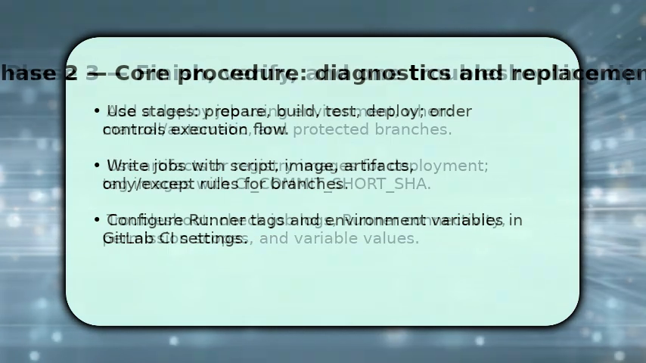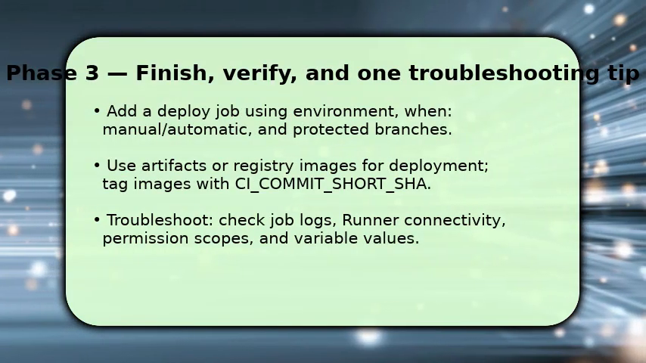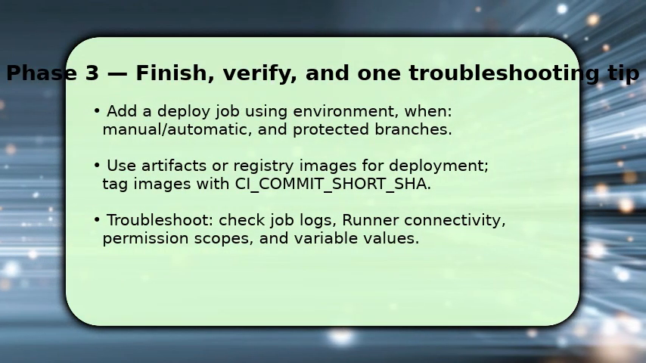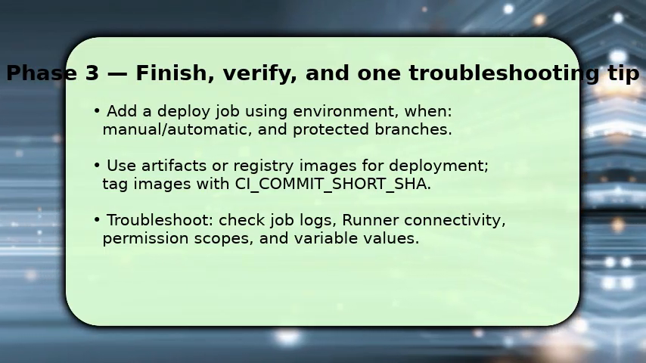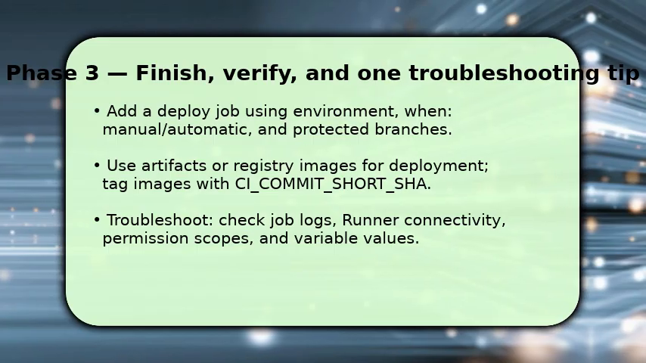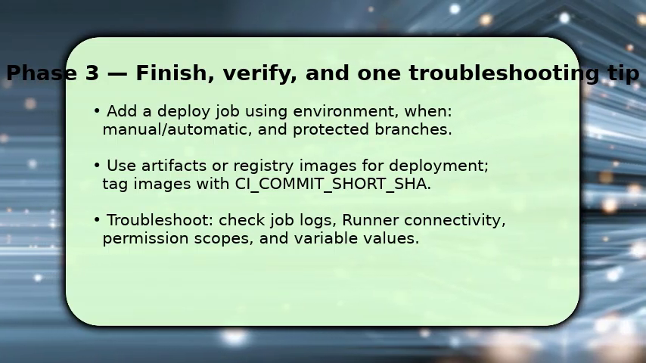Finish by adding a deploy job that targets an environment. Choose manual or automatic triggers and protect deploys to main or release branches. Use artifacts or push images to the registry, tagging with CI commit short SHA so deploys are traceable.